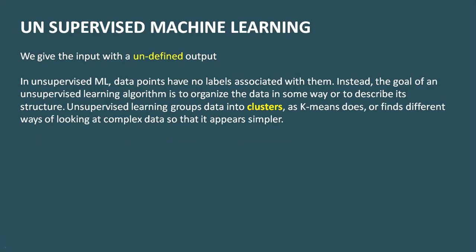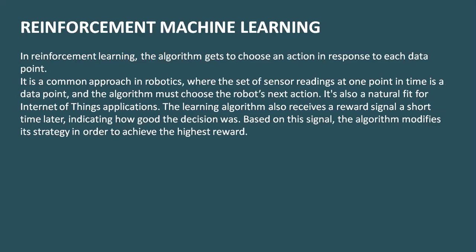Now, in unsupervised machine learning, we define the input, but we do not define the output. A great example is clustering. We give certain inputs and the machine will automatically decide, going through different algorithms, and then it will design clusters on certain features that it picks up. K-means clustering is a great example of unsupervised machine learning. Third is reinforcement machine learning.